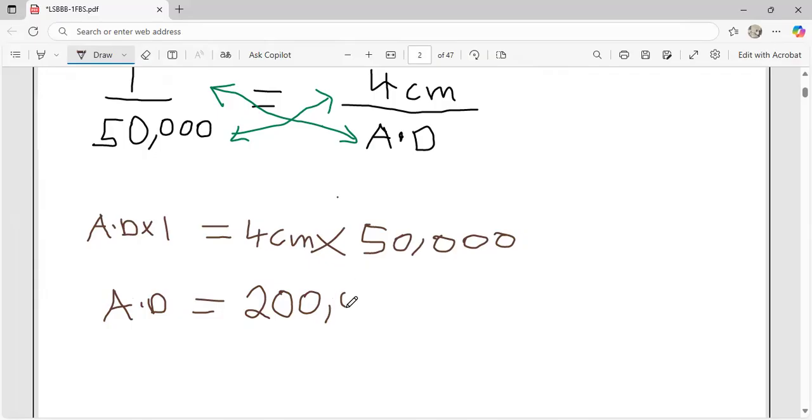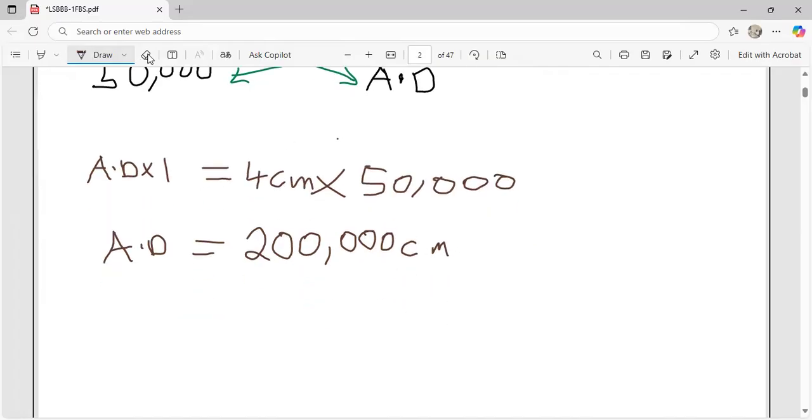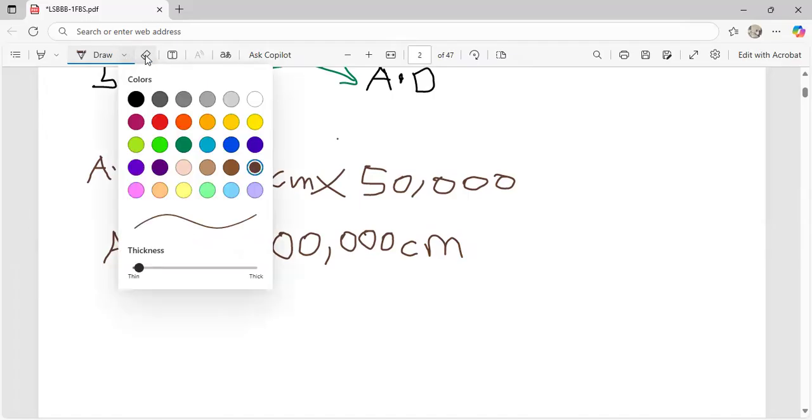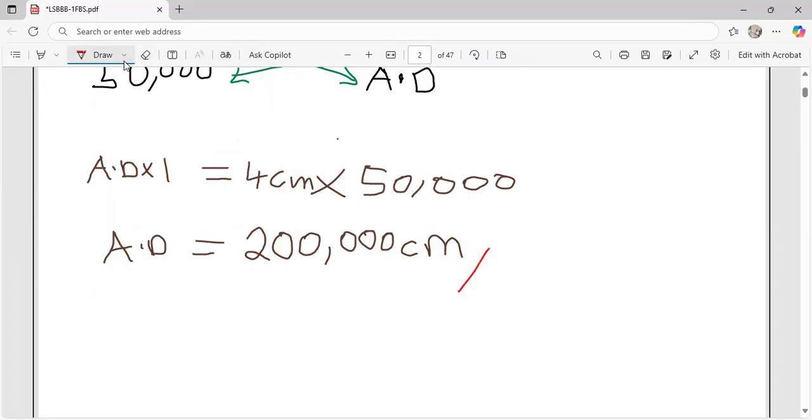200,000 what? Centimeters. Okay, but actual distance is measured in what? Kilometers or meters. Okay, so we have to convert our answer into what? Either kilometers or meters. Yes.